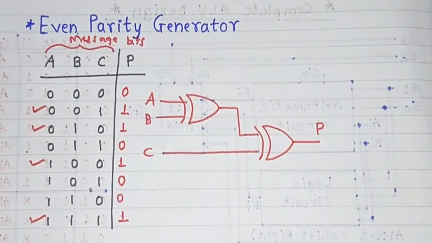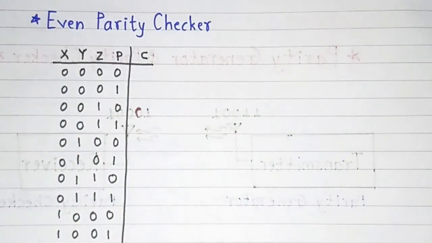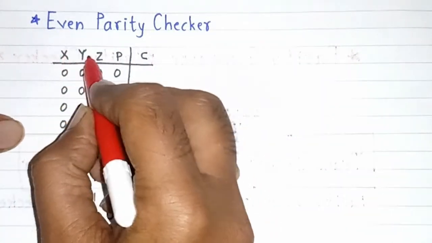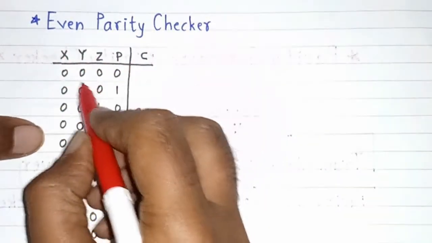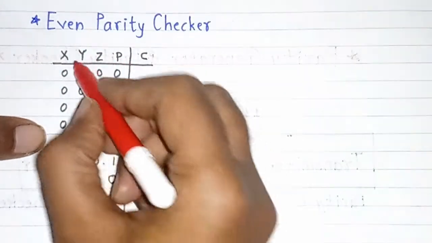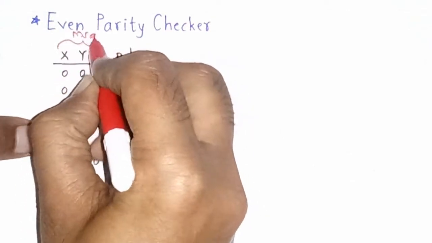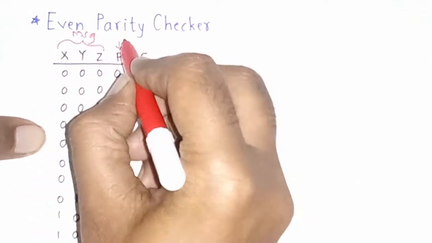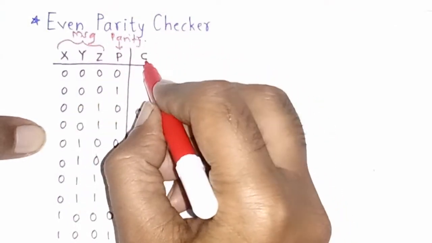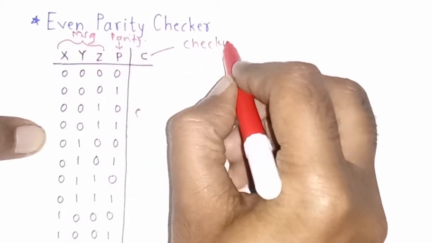Now let us see the even parity checker. Here X, Y, Z and P are the received bits at the receiver side. These are the received actual message bits and this is the parity bit. And what is this C? The C is for checking purposes.